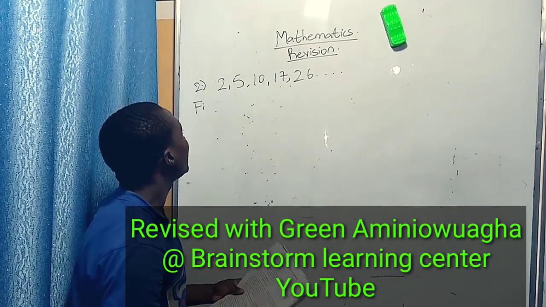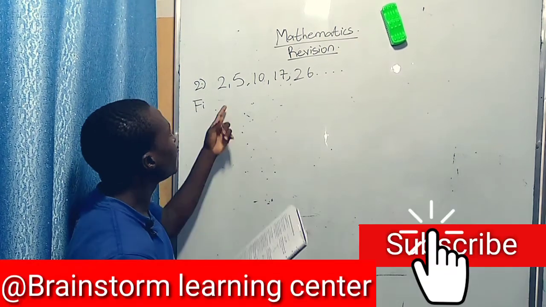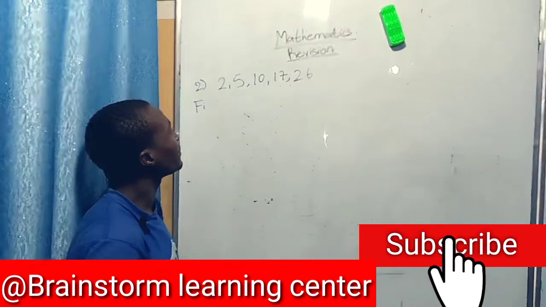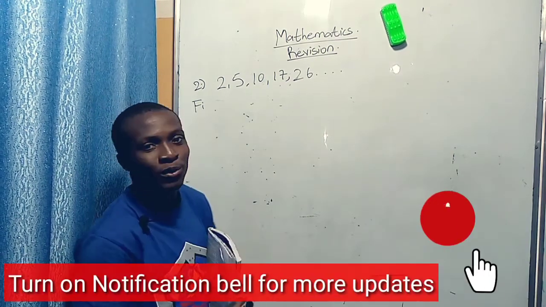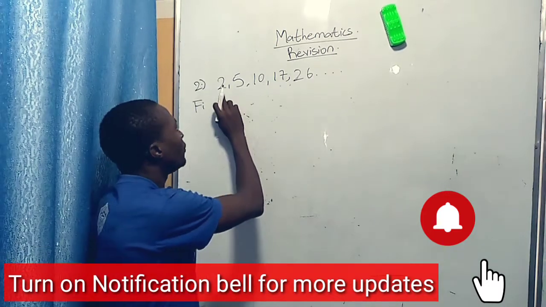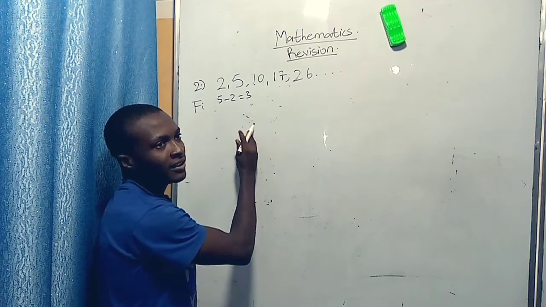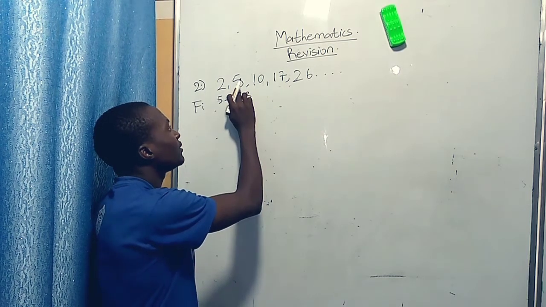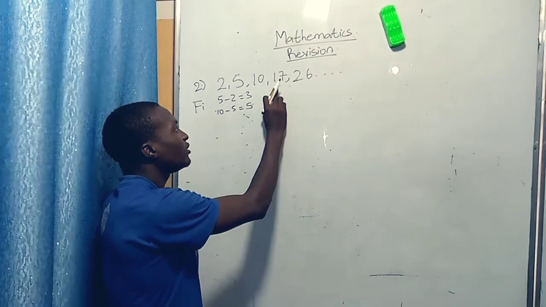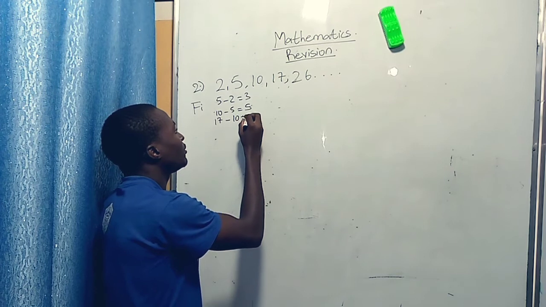Question number 2. Find the seventh term in the sequence 2, 5, 10, 17, 26. So first you have to find the common difference, or how the next number is being gotten. Clearly, if you compare the first and the second, which is 5 minus 2, the difference is 3. Or comparing the third and the second, you observe that 10 minus 5 is equal to 5. And considering the fourth and the third, you have 17 minus 10, which is equal to 7.